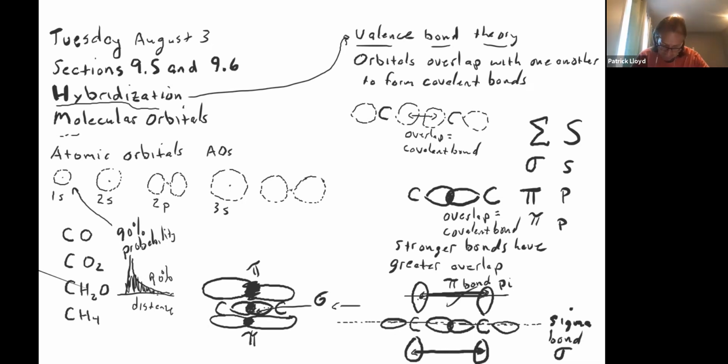Now, I want to go over one of the types of problems in ALEKS. But before I do that, let me give you a little more background. So let's talk about types of hybridization.